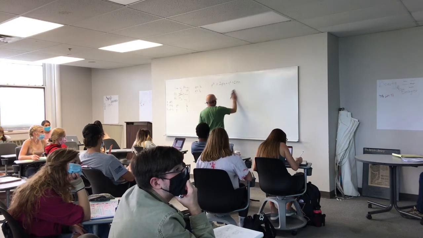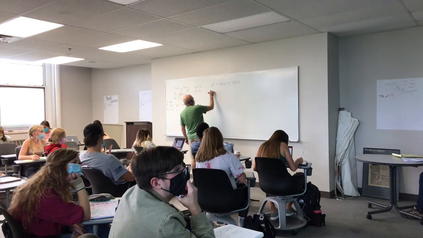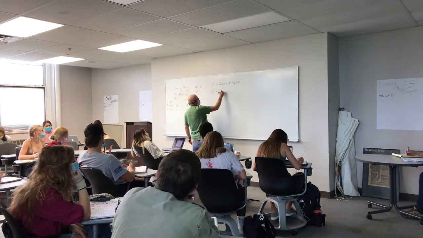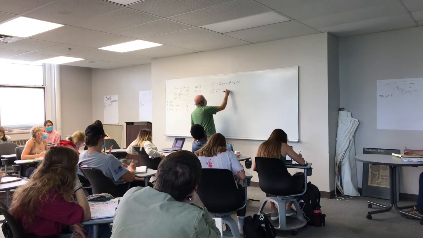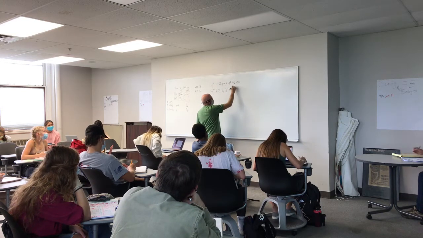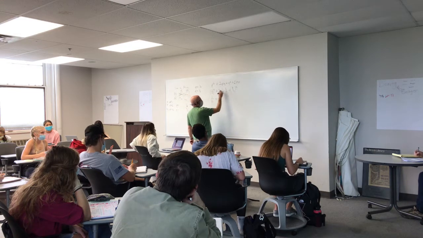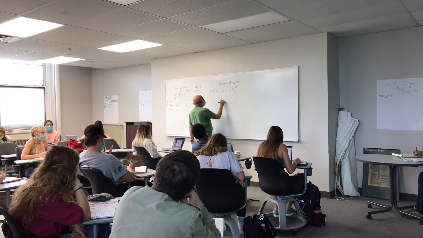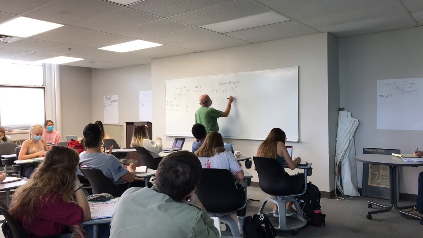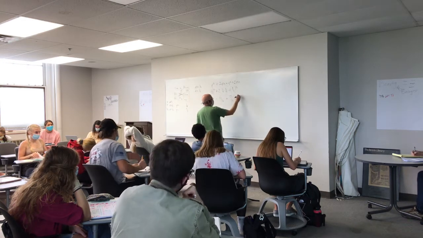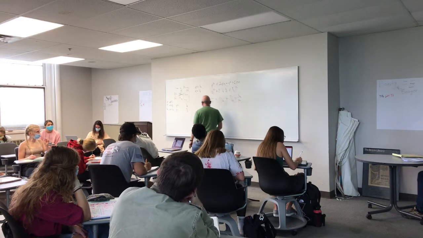Just apply Hardy-Weinberg again. 1/4 squared plus 2 times 1/4 times 3/4 plus 3/4 squared. So 1/16 plus 6/16 plus 9/16, 9, 10, 16. That's 16/16. But what happens?